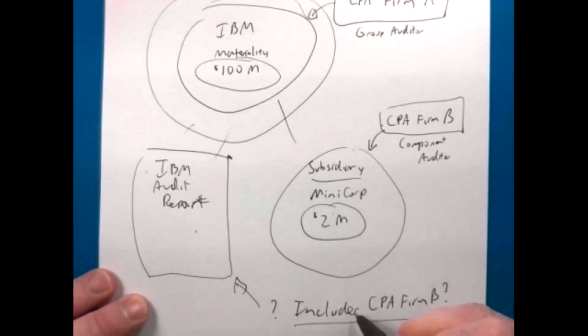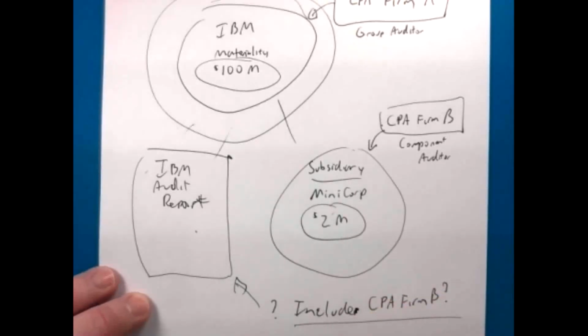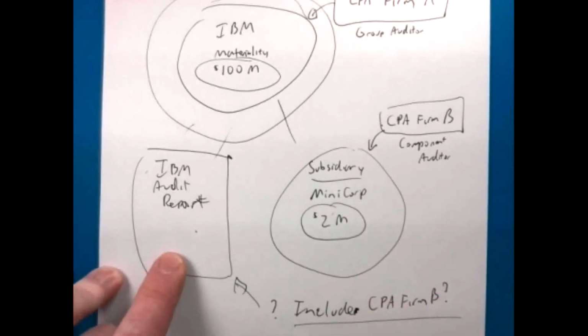So you want to include, I'm not sure why I put an R on the end of include, CPA Firm B in the audit report. If you do, it's another paragraph. If you don't, you're going to accept the responsibility for it.